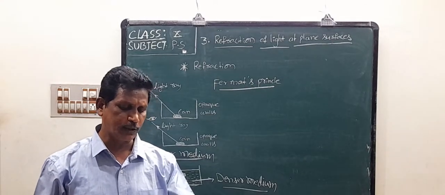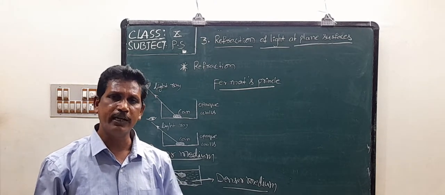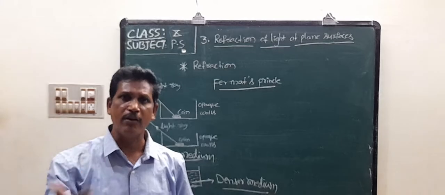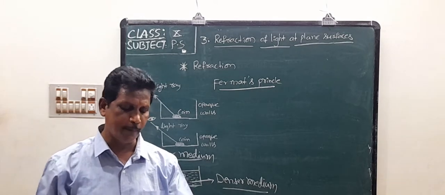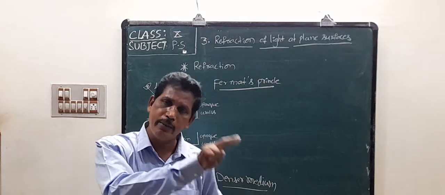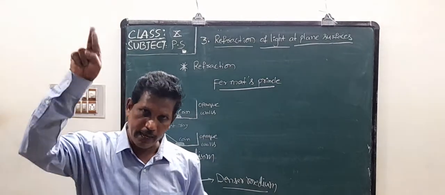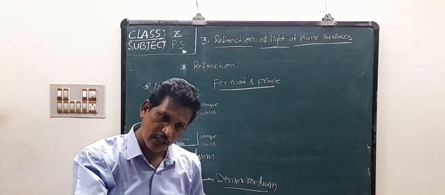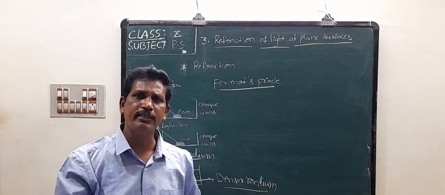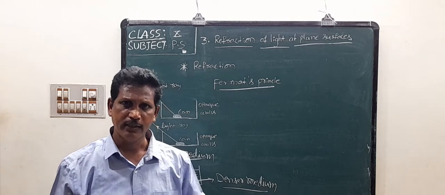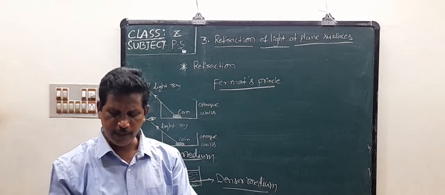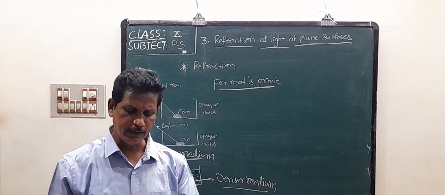Thus we conclude that the speed of light changes when light propagates, propagate means travels, from one medium to another medium. If light travels from a rarer medium to a denser medium or a denser medium to a rarer medium, it changes its speed and also changes its direction. Okay, students, see page number 46.